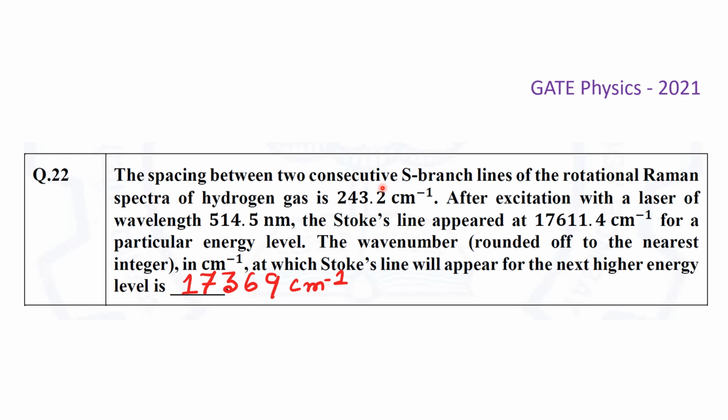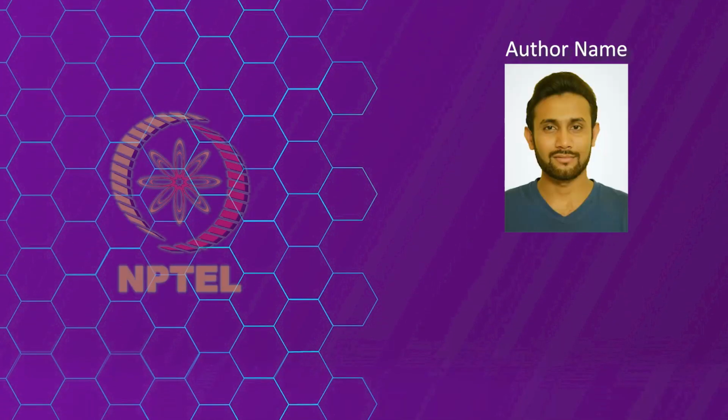So we solved this problem and we found that the wave number, rounded off to the nearest integer in centimeter inverse, at which the Stokes line will appear for the next higher energy level is at 17,369 centimeter inverse.